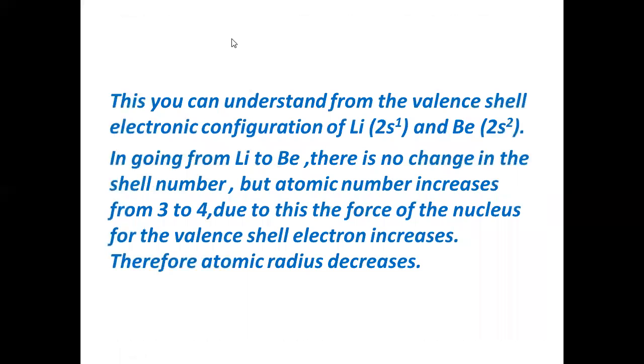We can also understand this from the valence shell configuration. Both lithium and beryllium have two shells, but one electron is present in the outermost shell of lithium and two electrons are present in the outermost shell of beryllium. More electrons means more attraction from the nucleus on the electrons, and as a result, the size of the atom decreases. So when we move from left to right, the size of the atom decreases due to the stronger force of attraction between the nucleus and the outermost electrons.